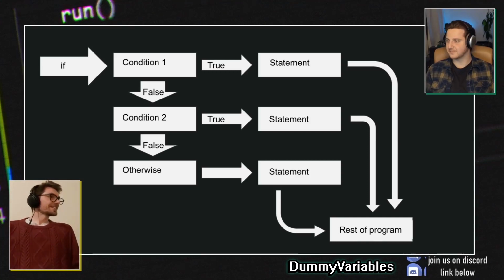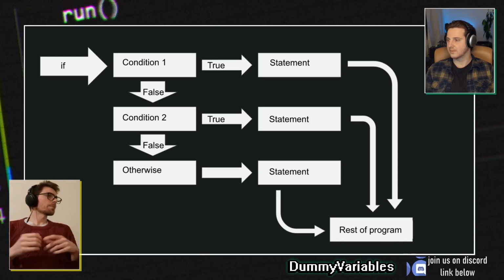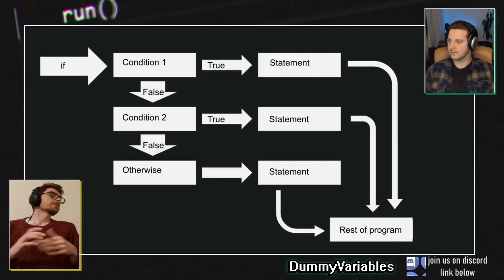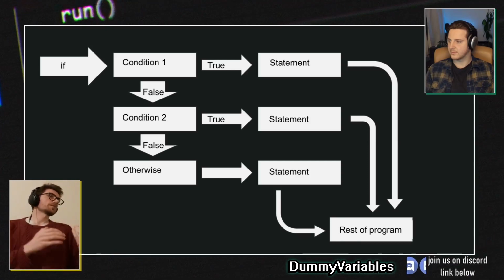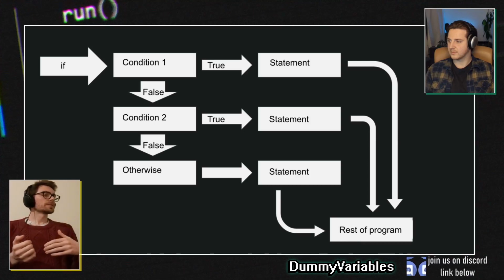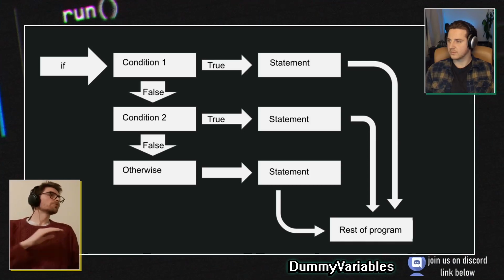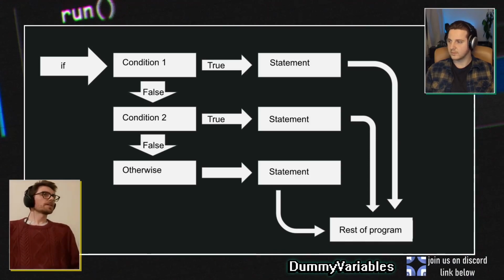Mm-hmm. So we can see our program coming in at the top left there, if. So it's run some stuff, and then it gets to this condition. And so we can build it in such a way that we check one condition, and if that's true, then we move across into that statement. And after that statement, we follow on with the rest of the code. That's the top row of this diagram up the top there.